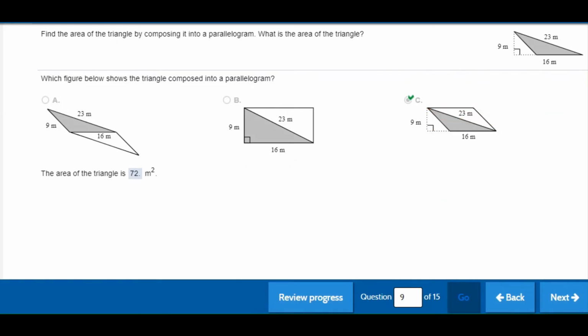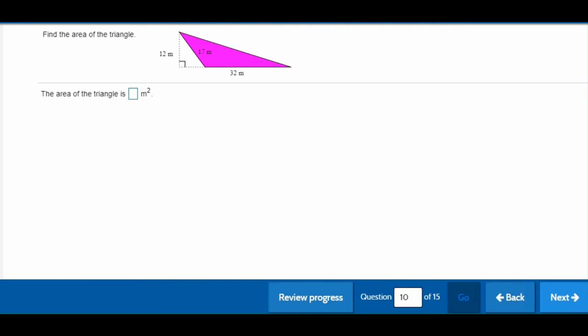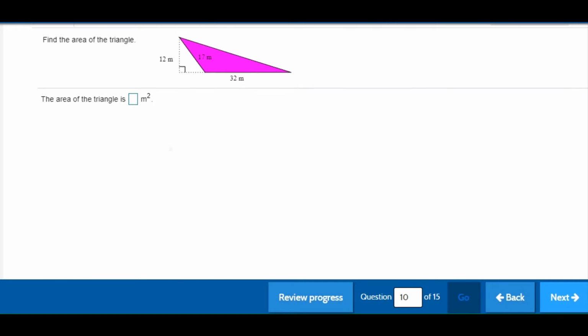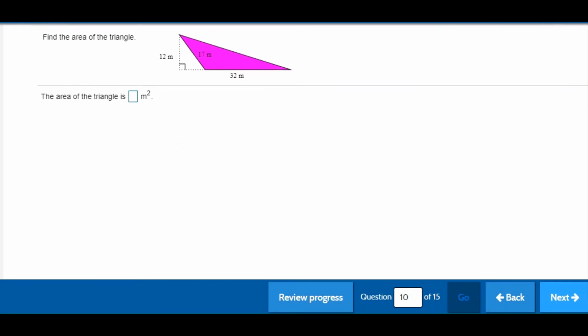Moving on to the next question. So this is a similar type of question, actually the same, we just have different numbers. So we want to find the area of the obtuse triangle. How do I know this is an obtuse triangle? Because I have an angle right here that's greater than 90 degrees. So since that angle is greater than 90 degrees, my right angle is going to be off of the triangle.